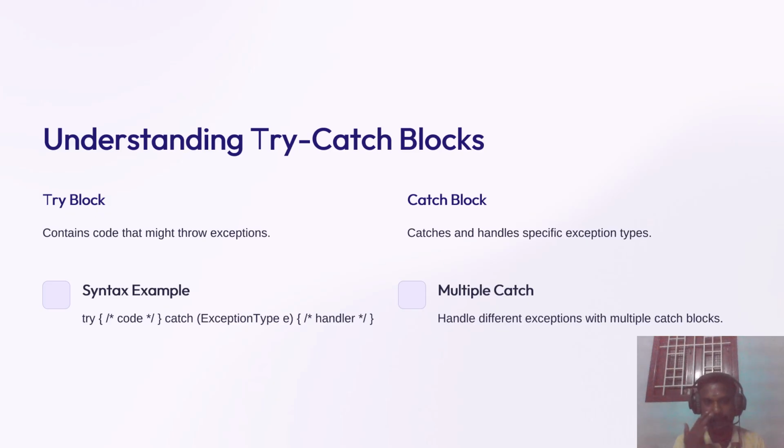For example, in the try block, we are going to give the code. In case any errors come, then automatically the statements inside the catch block are executed. If the try block doesn't have any errors, the statements inside the try block are executed.